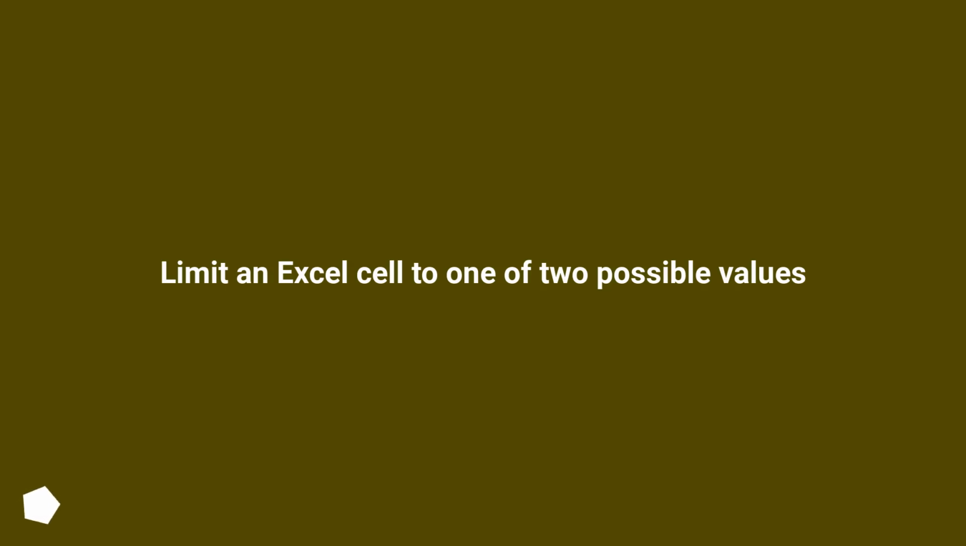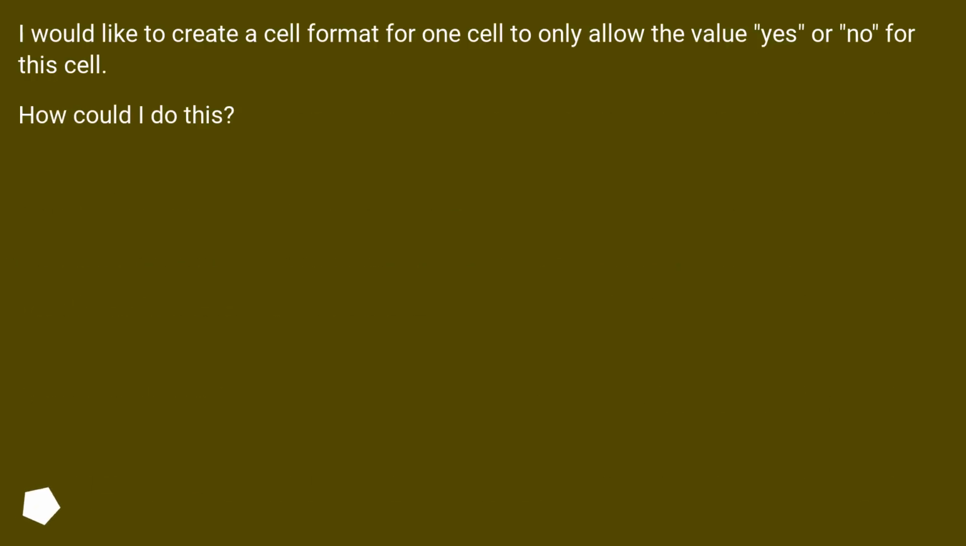Limit an Excel cell to one of two possible values. I would like to create a cell format for one cell to only allow the value yes or no for this cell. How could I do this?